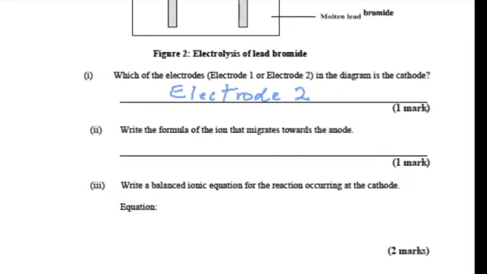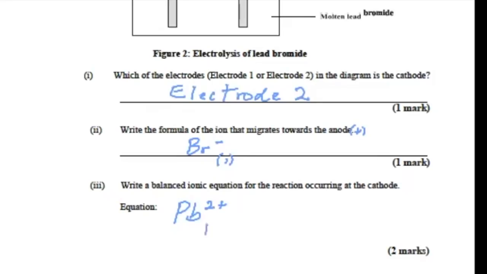So the anode, whenever I see the word anode, I normally put a plus beside it to remind me that we cannot put something with a positive charge over at the anode. So the ion that will migrate to the anode would definitely be the Br- liquid ions, and they want a balanced equation for the reaction occurring at the cathode. So they're now switching it over. So the cathode is the negative electrode, so it means that our positive ions will migrate towards the cathode.